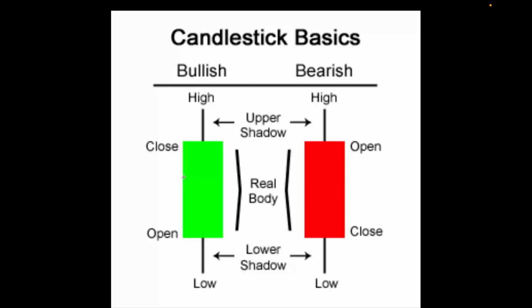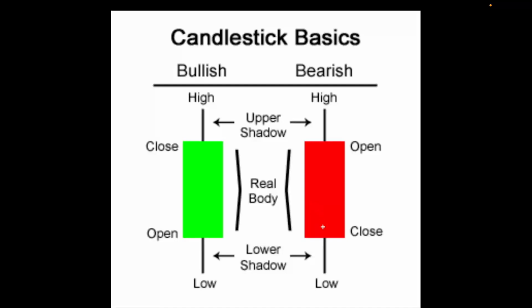And what does it mean? If you see a green candle, it means buyers are in control and it shows strength in the market. And when you see a bearish candlestick, it shows weakness in the market, or that sellers are in control. So that is that.